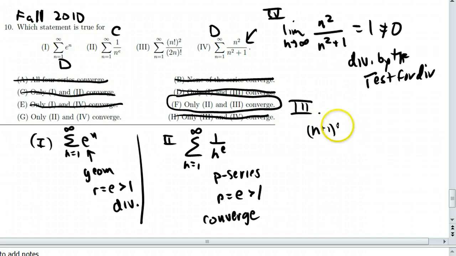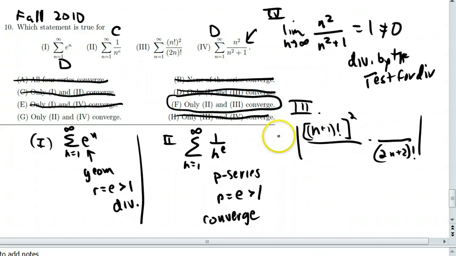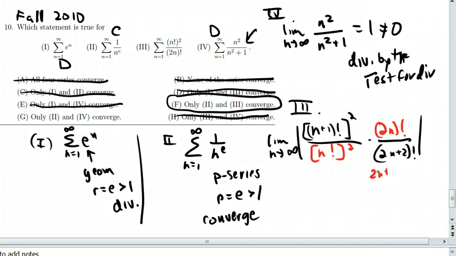n plus 1 factorial squared over 2n plus 2 factorial, the limit as n goes to infinity, times n factorial squared over 2n factorial. And what happens is that we take off 2n plus 2, 2n plus 1, and then be left with 2n factorial.